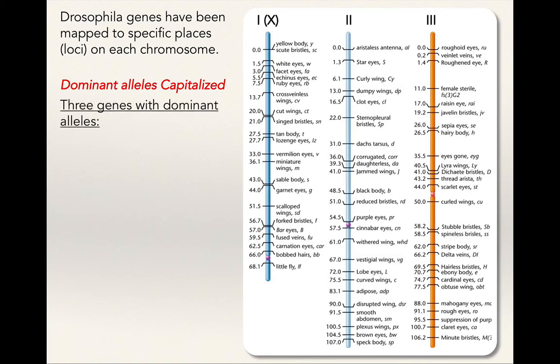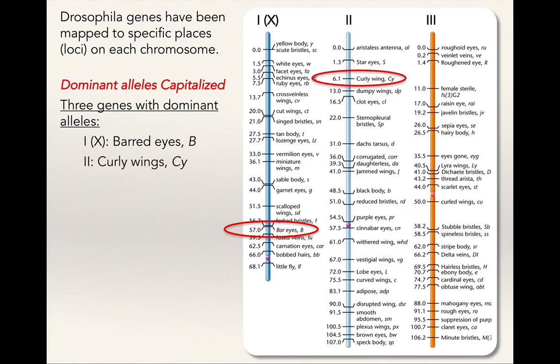Remember, both wild-type and mutant flies each have these genes. However, it's only the mutant flies that show the phenotype that's indicated by the gene name. The bar gene, abbreviated B, is on the X chromosome. The curly gene, abbreviated CY, is on the second chromosome, and the stubble gene, SB, is located on the third chromosome. Based on these names, you can probably figure out what the phenotype of mutants for these genes look like.